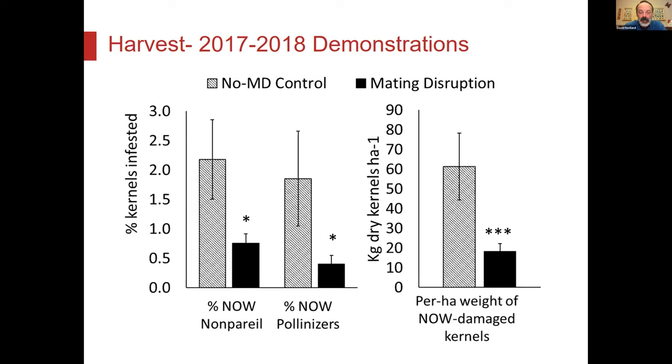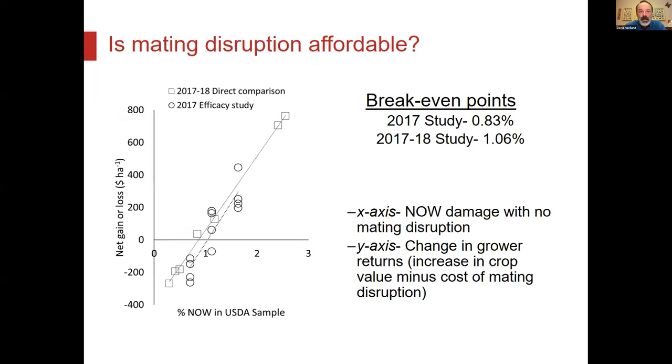And then we come to harvest, again, our larger scale plots. This is the summary of the multiple demonstrations, four different counties over 2 years. You can see in both nonpareils and pollinizers, in this case with the larger plots, we're getting more than 50% reduction in damage, and those error bars are fairly tight. So very consistent results across those trials.